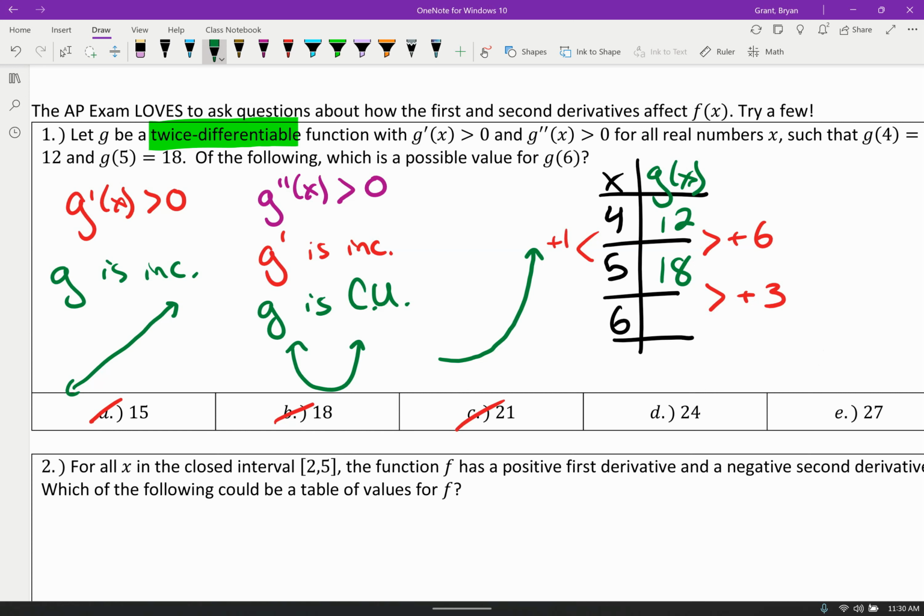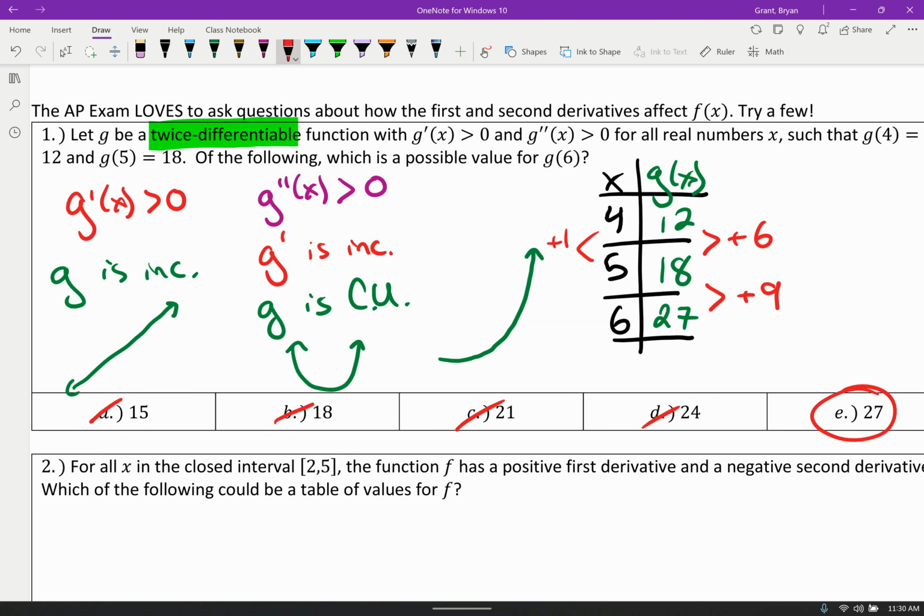In a similar vein, if this was 24, that would have gone up by 6. Did my slopes increase? No, they stayed the same. And they said that g prime is increasing, greater than 0. So that's out as well. We check our last one, which is 27. That could have gone up by 9. Is that allowed? Yes. It was a positive slope, and it's a slope that is greater than the previous slope. So 27 is the only one that is a possible value.